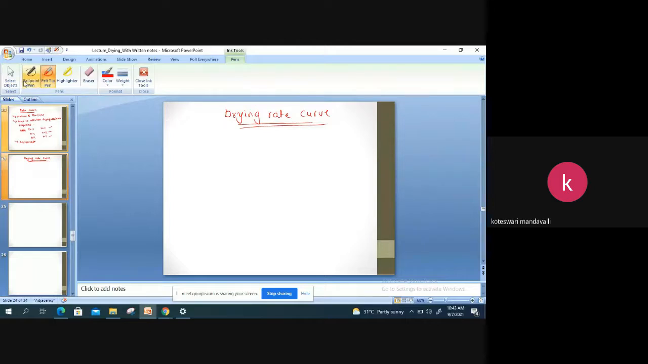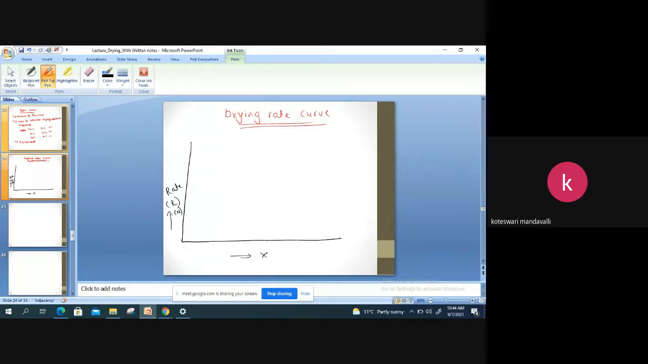So, the drying rate curve. When you observe this drying rate curve, we have already seen some curves in this shape, right? Here I gave relative humidity, but now I will define a term called drying rate, R. Sometimes it can also be represented in terms of N. I will tell you the reason.